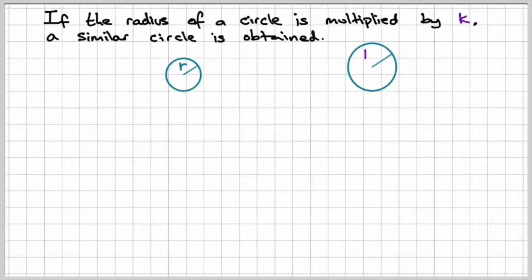So what if we had circles? Well, if the radius of a circle is multiplied by K, a similar circle is obtained. If we increase the original object by a scale factor of K, then we increase this circle, this image, by K times R, K times the radius.